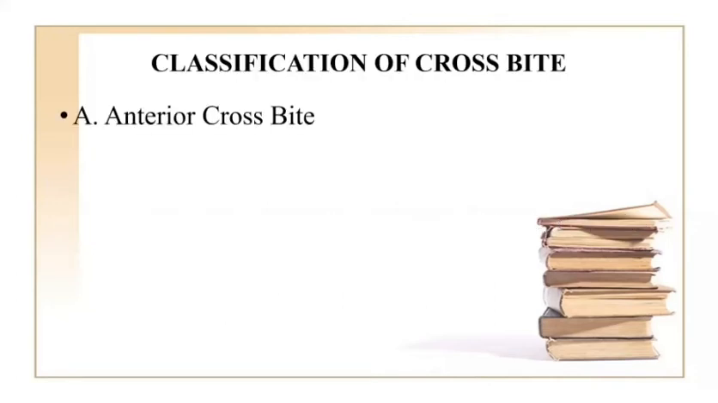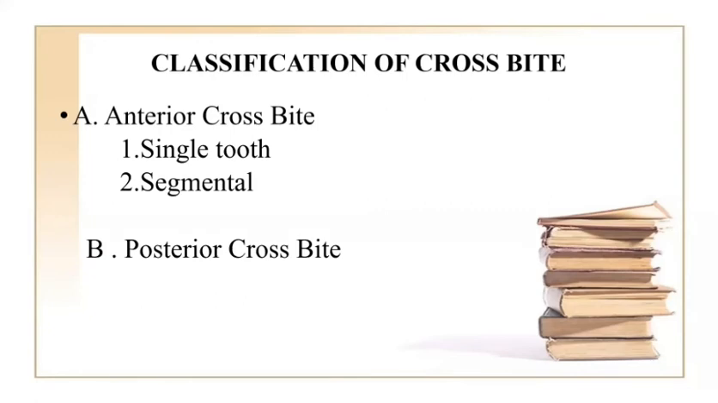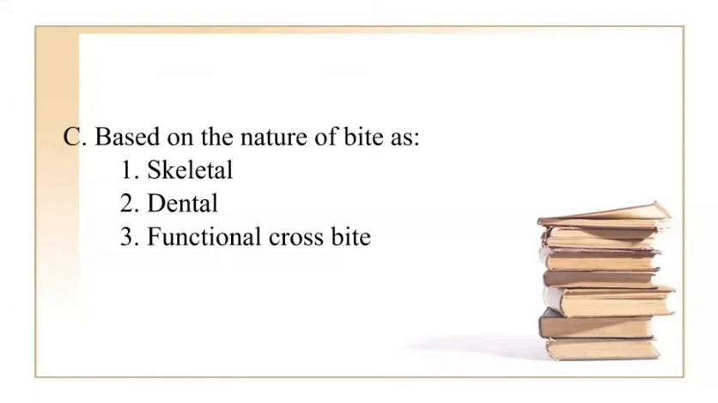Coming to the classification of crossbite, first, according to the site, it can be either anterior crossbite or posterior crossbite. In anterior crossbite, again it is subdivided into single tooth or segmental. In posterior crossbite, it can be either unilateral or bilateral. Based on the nature of the bite, it can be either skeletal, dental, or functional crossbite.